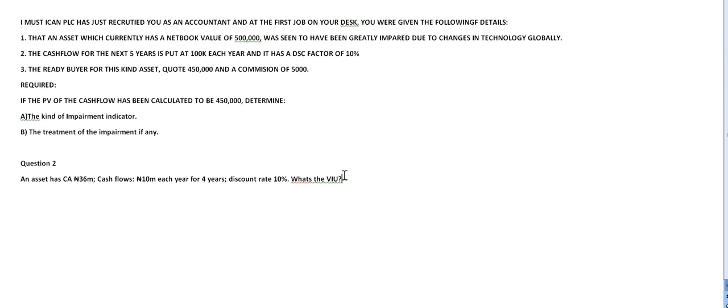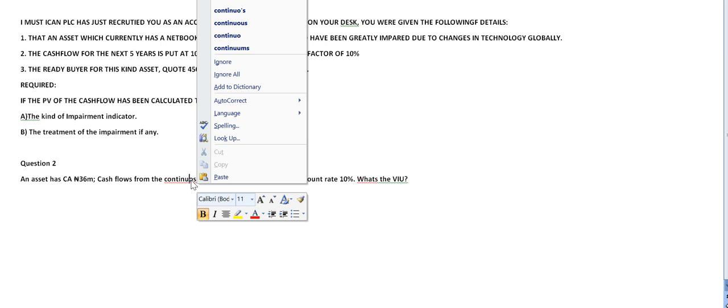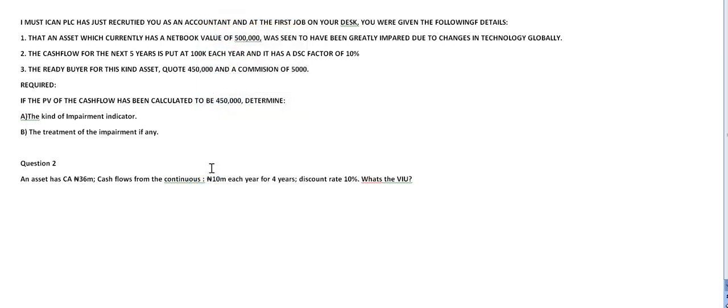So let's look at this question 2. An asset has a carrying amount of 36 million and the cash flows from the continuous use of that asset is as follows: 10 million each year for 4 years. The discount rate is 10%. What will be the value in use?